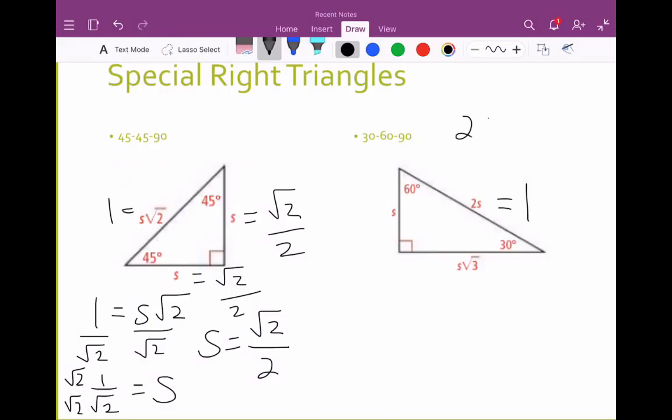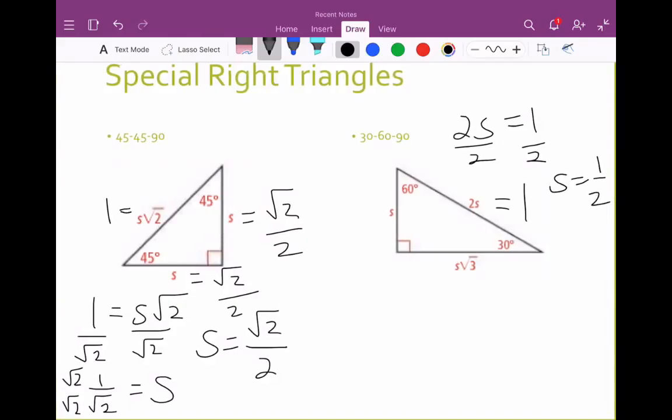So we would have 2s equals 1, divide by 2, and s equals 1/2. That means that the short side is 1/2 because that's s. And then the long side is 1/2 times the square root of 3, which we would actually write as 1 times the square root of 3 is the square root of 3 over 2. So I'm going to go ahead and redraw our special right triangles with the hypotenuse and sides drawn in.